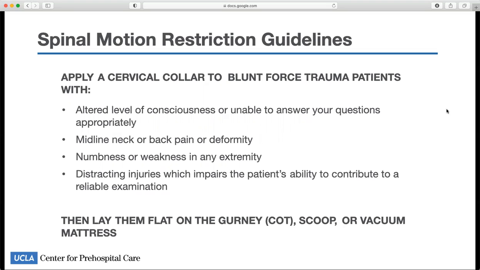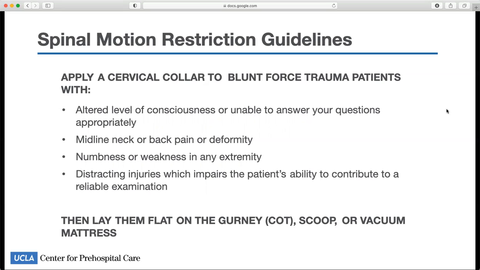Any patient who's suffering from blunt force trauma and is suffering from one of the listed conditions should have a cervical collar placed and be lying in a supine position on the ambulance gurney, scoop stretcher, or vacuum mattress. The conditions include an altered level of consciousness or a patient being unable to answer questions appropriately, midline neck or back pain or deformity, numbness or weakness in an extremity, or a distracting injury which impairs the patient's ability to contribute to a reliable exam.